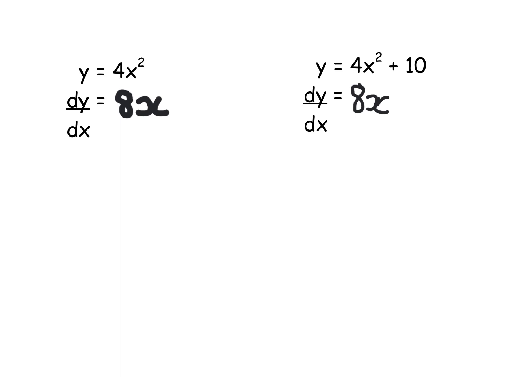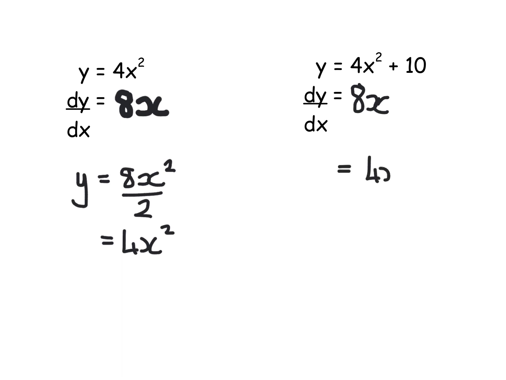So to think about getting back to 8x, the opposite of timesing by the power is dividing by the power, and the opposite of lowering the power is increasing it. So we have to do that step first. If you increase this power, it becomes 8x squared. And then you would divide by that new power to give you 2, and that would give you your 4x squared.